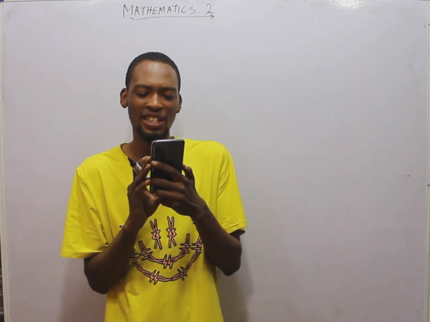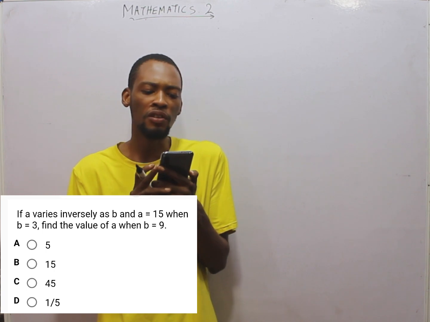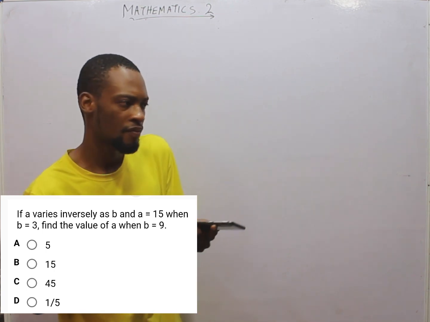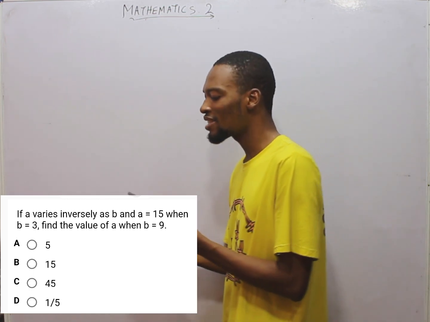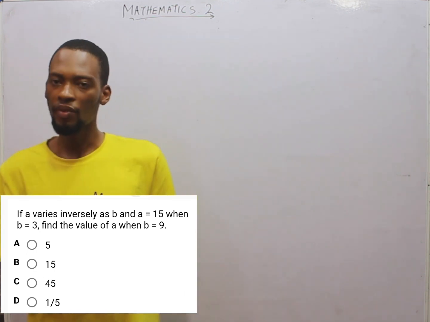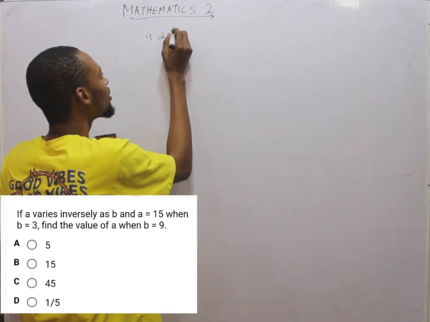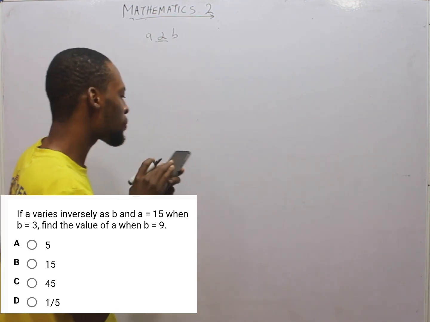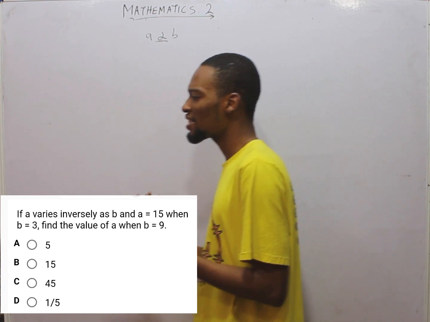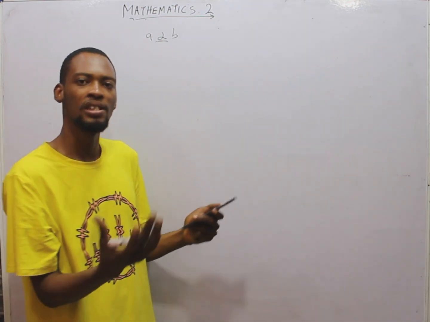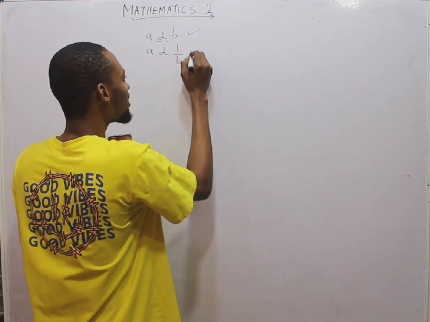Now let's look at the next question. If A varies inversely as B and A is equals 15 when B is equals 3, find the value of A when B is equals 9. Looking at this, we already know that this is a variation question and it is inverse variation. If I say A varies directly as B, it simply means A is the same thing as proportionality. I can also say A is directly proportional to B. If I say A is inversely proportional to B, it simply means A is 1 over B. So this is direct, this is inverse.